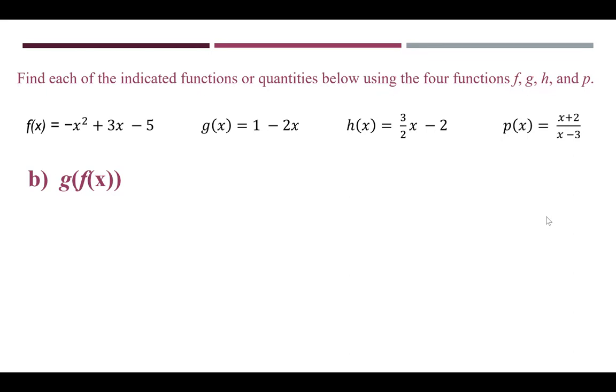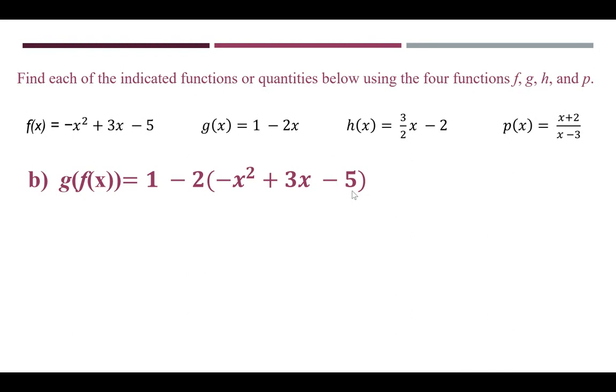Pause the video and see if you can find g of f of x. In this example, you're going to take the entire f of x function and substitute this entire expression where x is in the g function. Doing so will look something like this. The g function says 1 minus 2x, but in place of x, we are substituting the entire f of x function, -x squared plus 3x minus 5.